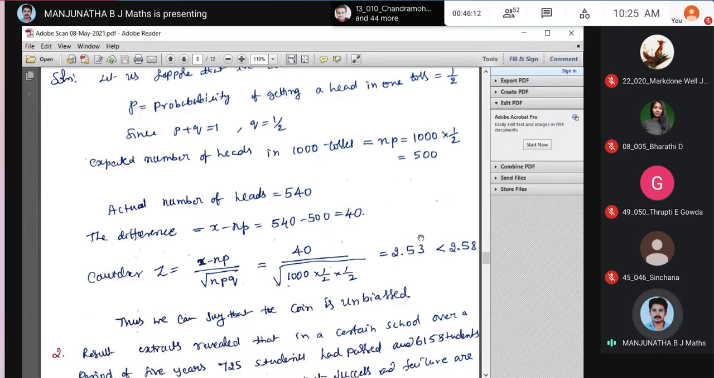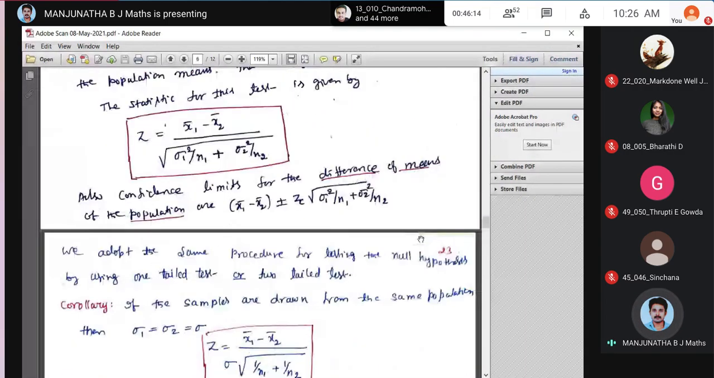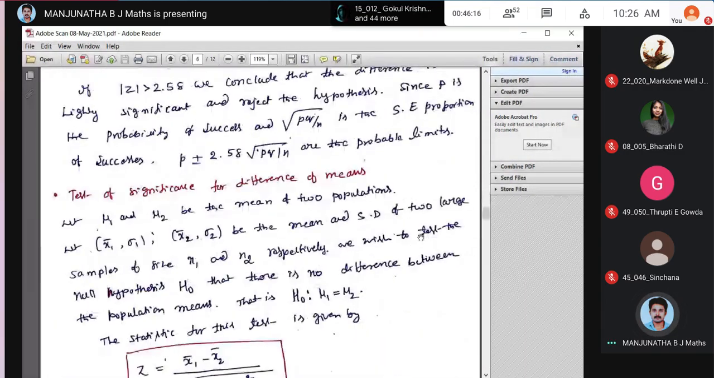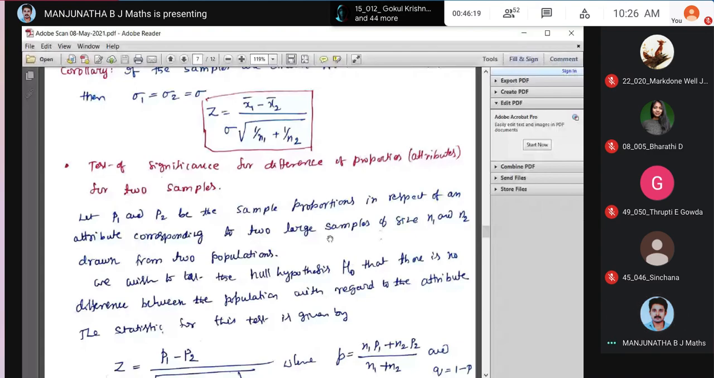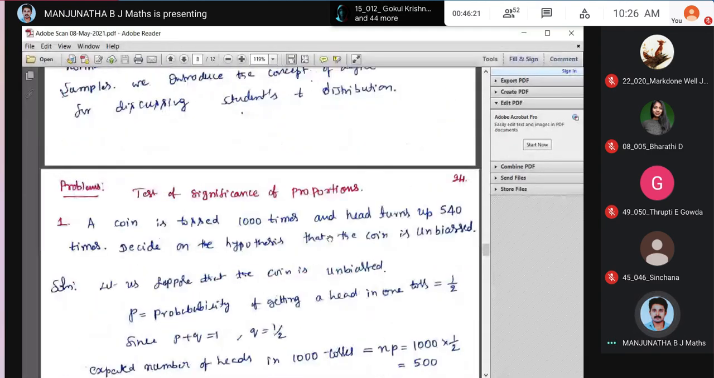So that is one problem. I think I have 14 or 15 problems on test of proportions. We'll do that again. We'll start from test of significance of proportion. I will start with problem number 1 in the next class. Before coming to the next class, just go through the theory part.